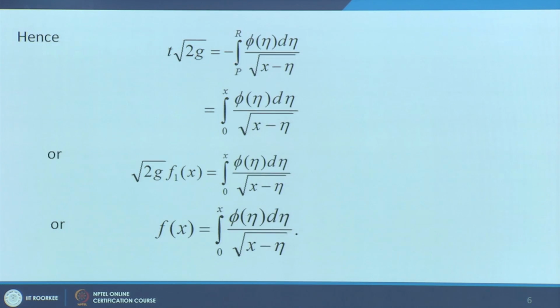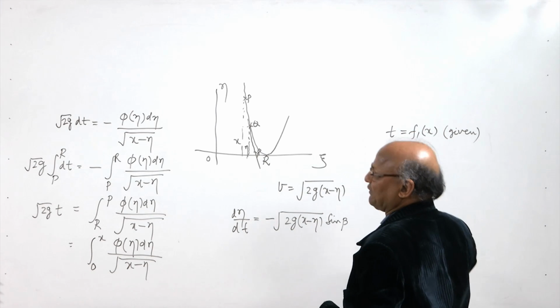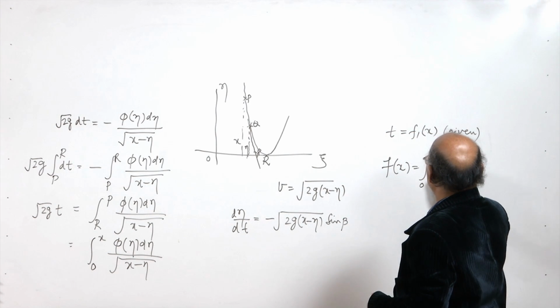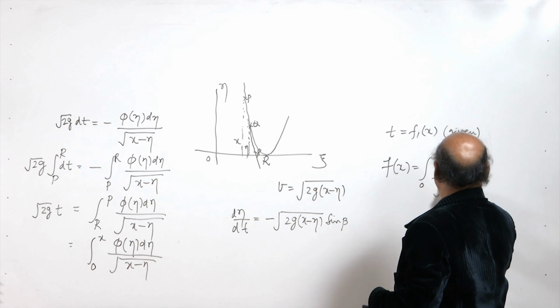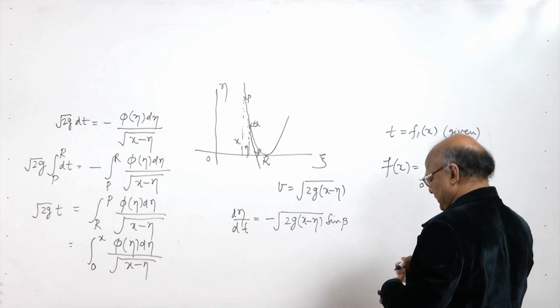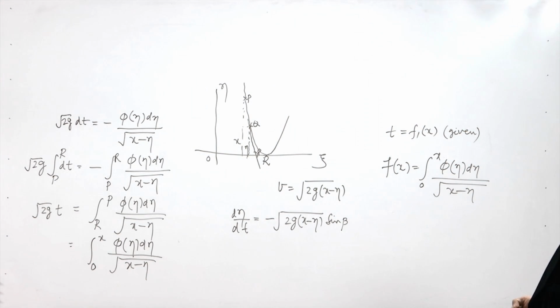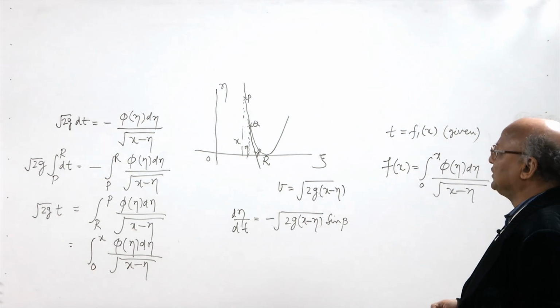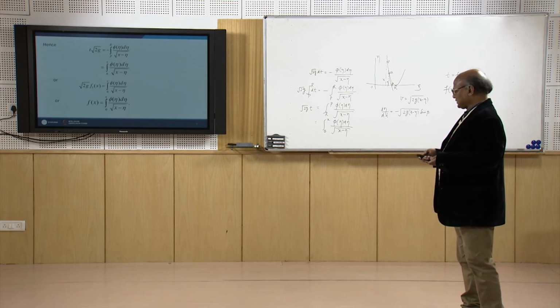Now from the equation f(x) equal to integral 0 to x of phi(eta) d eta over under root x minus eta, we notice that f(x) is the known function while phi(eta) is an unknown function. So it is an integral equation, and we shall see later on when we discuss the classification of integral equations that this is a Volterra integral equation of the first kind.